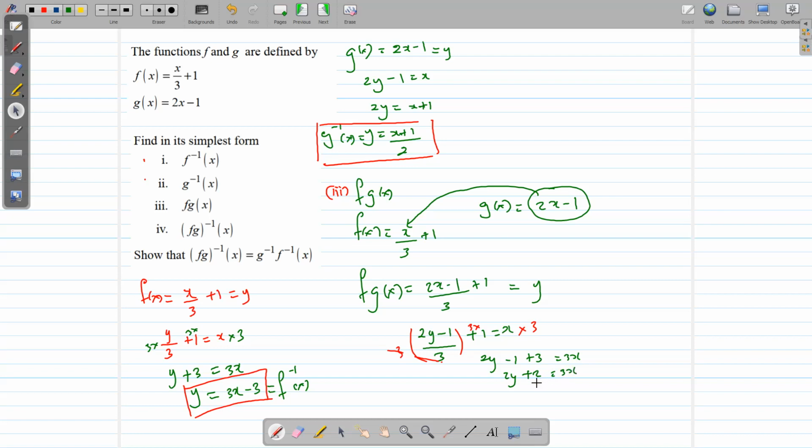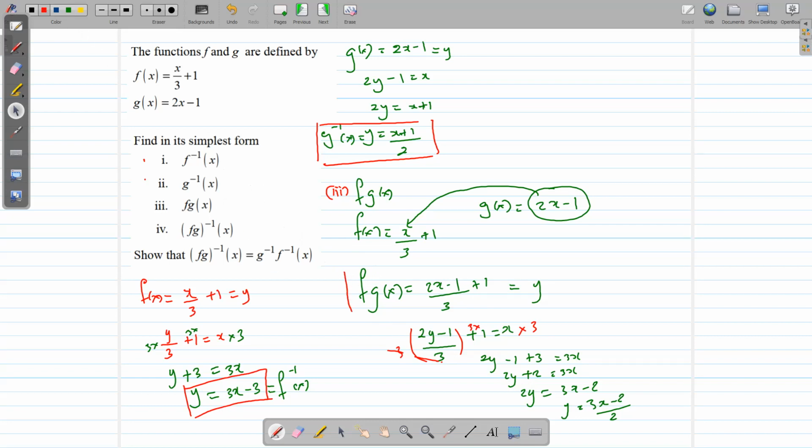Now we need to subtract 2. So 2y is equal to 3x minus 2, and then y is equal to 3x minus 2 over 2. So this is where we find the inverse of the composite function that we found. The composite function from part 3 is the answer to part 3.